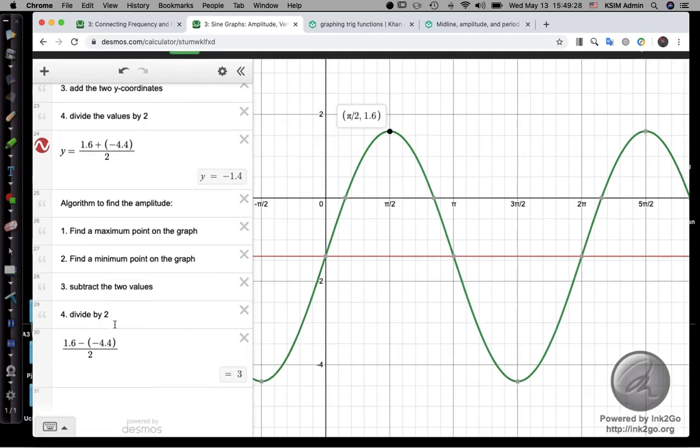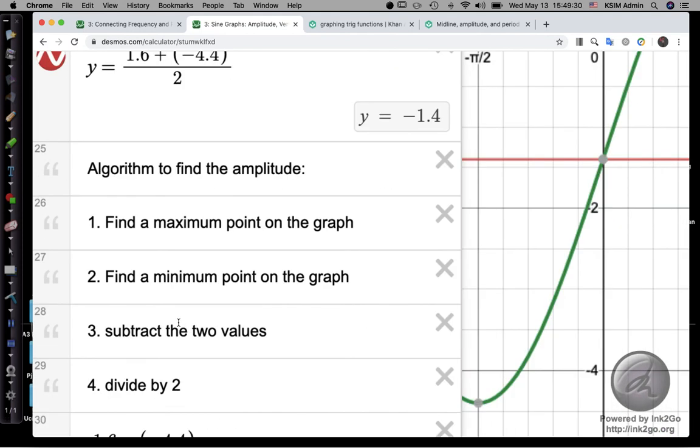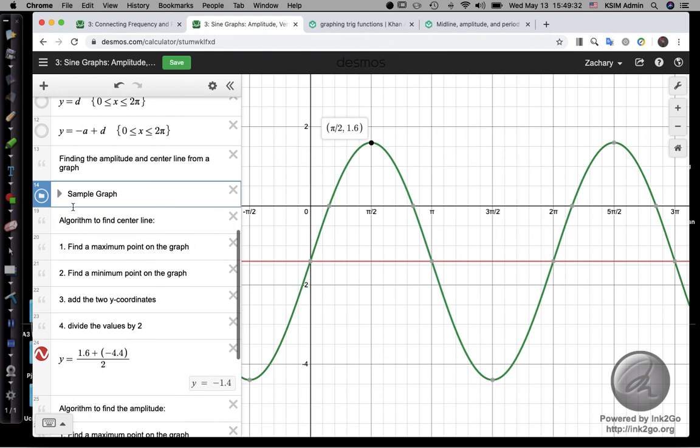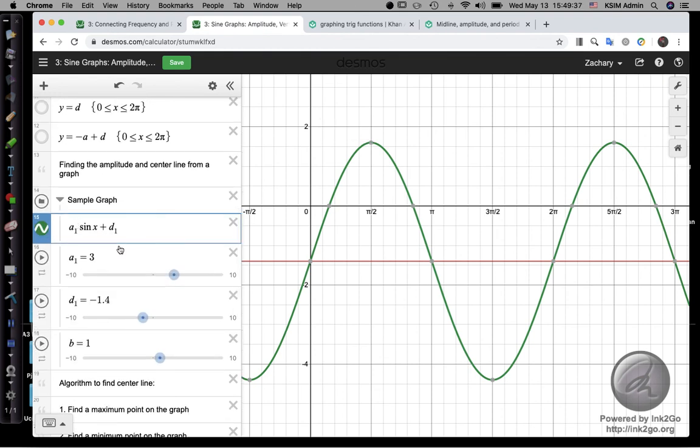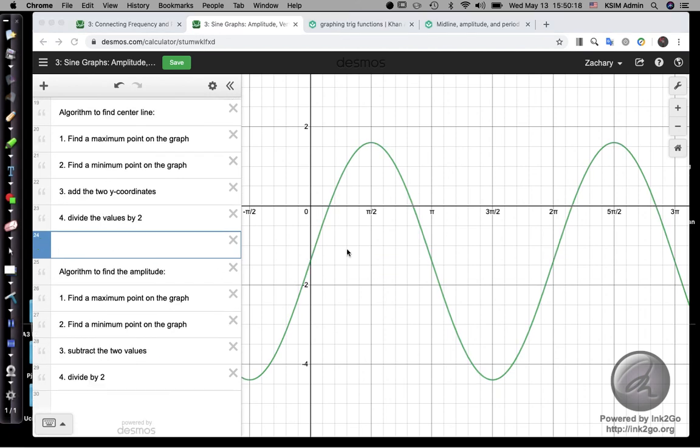And we can confirm that from the graph itself, which I have here, that the amplitude is 3, and the center line, how much it's moved off of the x-axis, is negative 1.4. These are the types of problems you might be asked to do in some exercises.